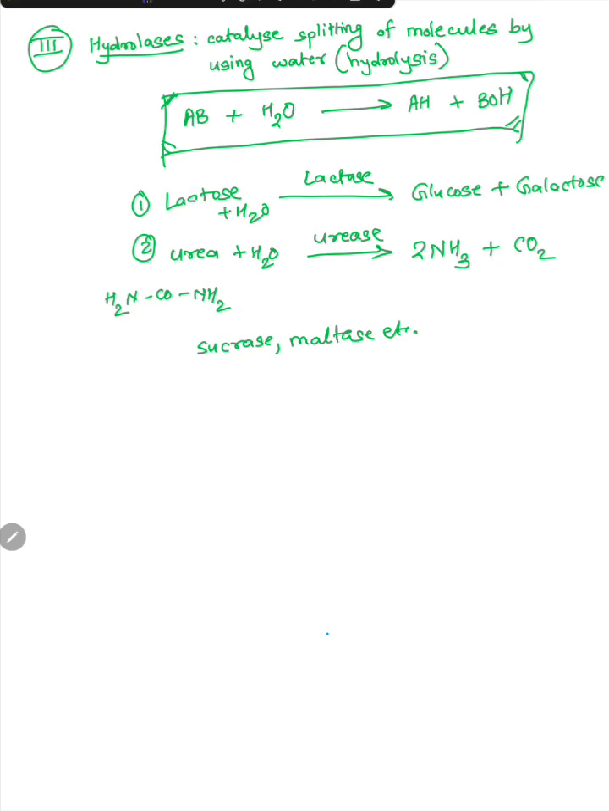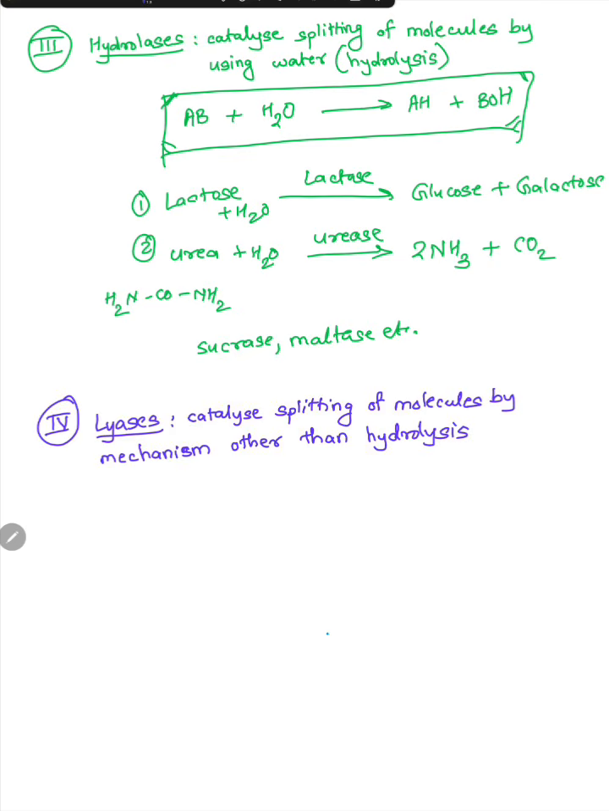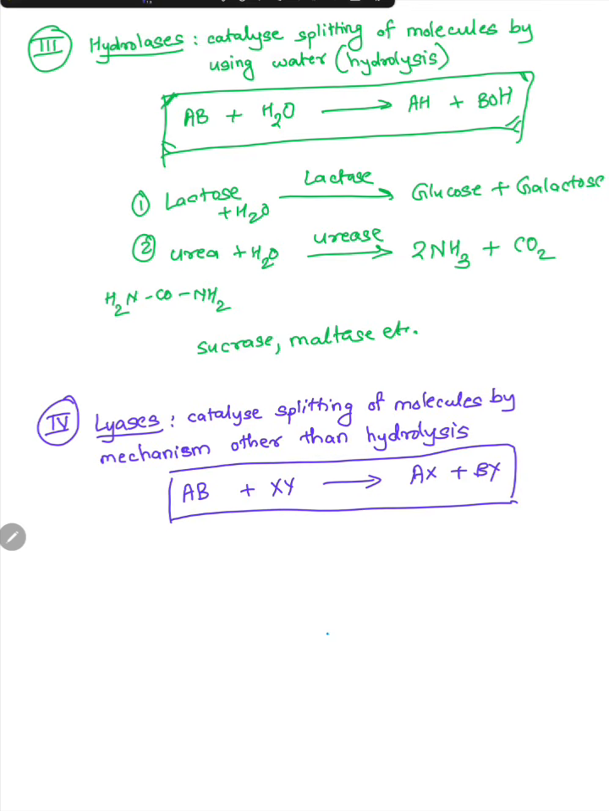Fourth class of enzymes is lyases, which break down molecules by a mechanism other than hydrolysis, that is, without the use of water. So if you want to remember OTH: oxidoreductase, transferase, hydrolase. So what is the first L after hydrolase? Hydrolase is breakdown using water, breakdown without water, so it is lyase. First L is lyase. So lyases catalyze splitting of molecules by a mechanism other than hydrolysis. The reaction can be written as AB plus XY becomes AX plus BY or AY plus BX, whatever you want to write it as. This can be the general reaction.